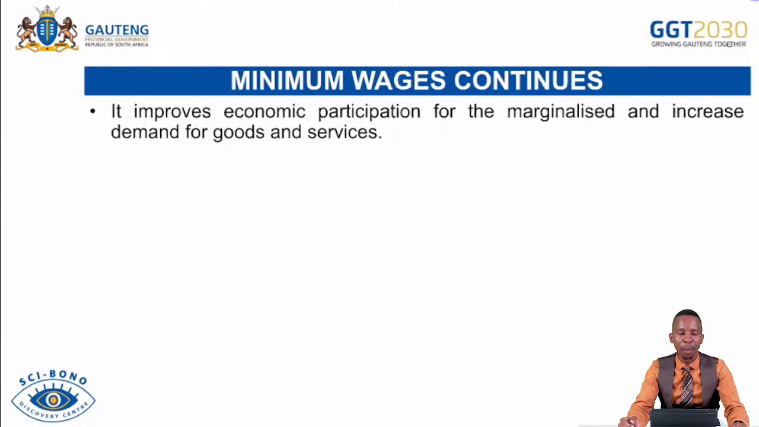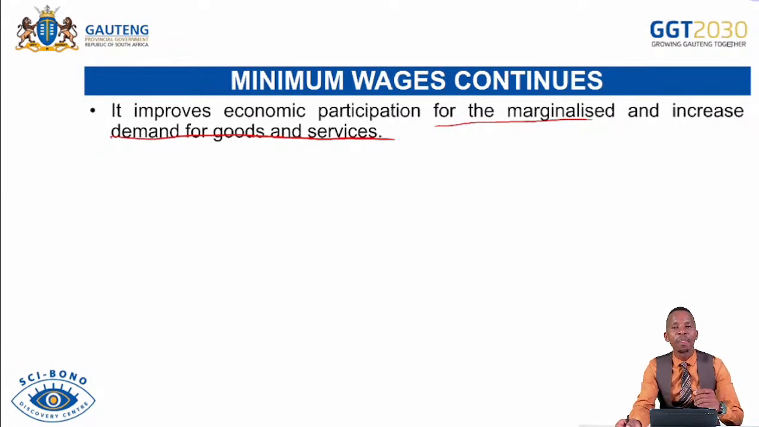We continue with the minimum wage. So the effect of minimum wage is that it improves participation of the former marginalized people and increases demand for goods and services. If the minimum wage has been legislated, the economic participation of people will be improved because they are now earning reasonable salaries. Also, it will result in them demanding or affording a little bit more goods and services.